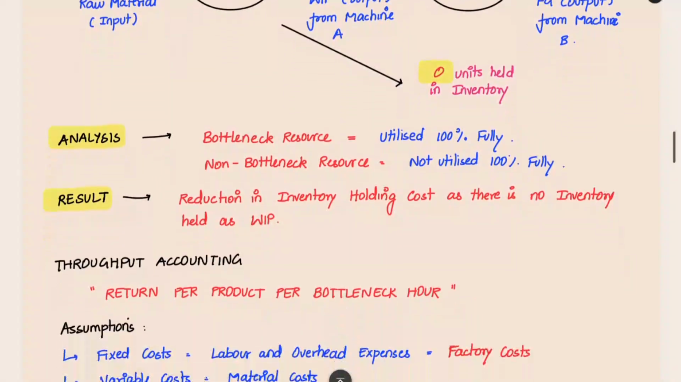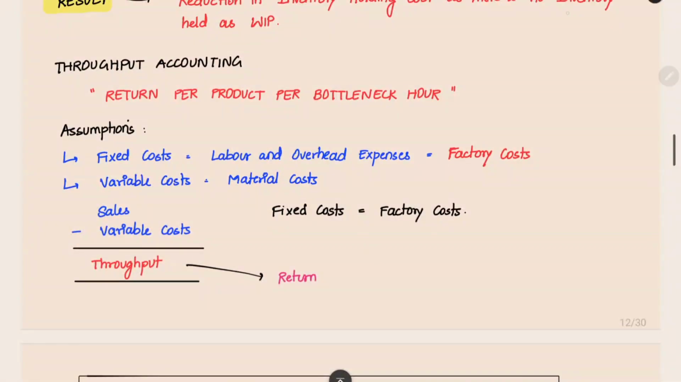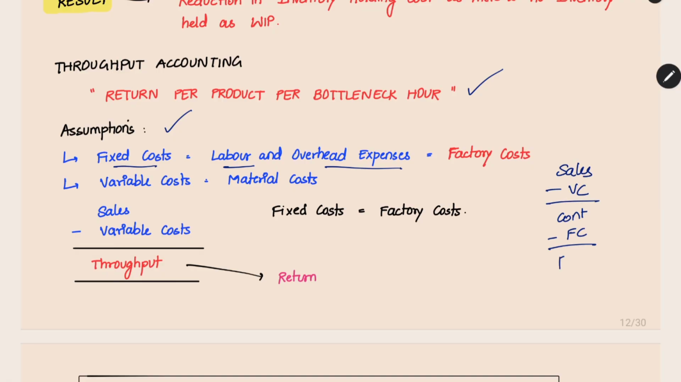Now we have to see the concept of throughput accounting. Throughput accounting is based on the logic of return per product per bottleneck hour. That is the logic behind this method. Assumptions. What are the assumptions we are going to make? In this, they are assuming that the labor and overhead expenses are fixed cost. In marginal costing, we have studied that sales minus variable cost gives you the contribution, and when you reduce the fixed cost, you will get the profit or loss. This is the marginal costing basic template.